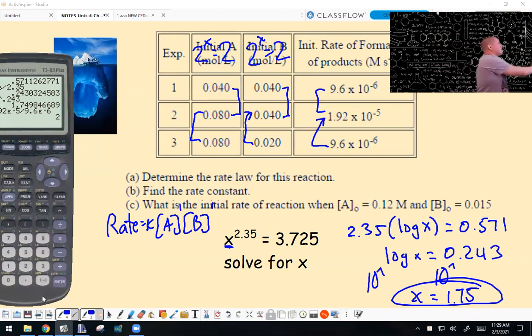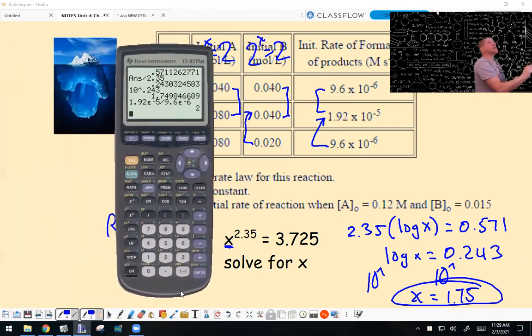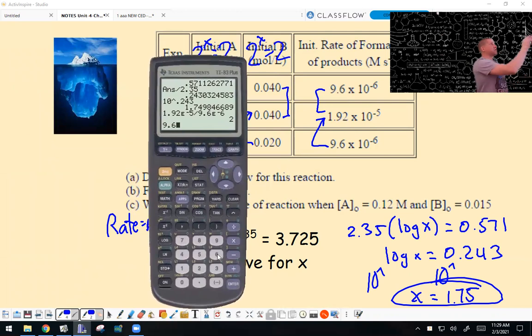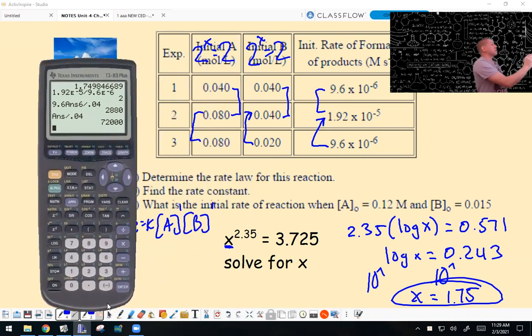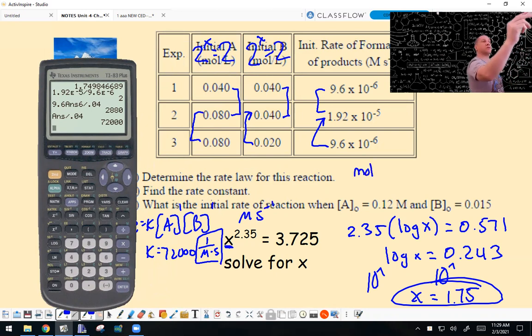What is the rate constant? Plug them in. We're going to plug in a rate. I'll just pick the first run. So there's the rate equals, so divided by 0.04 to the first and divided by 0.04 to the first. So the rate constant K is equal to 72,000 units 1 over molarity seconds. You could also have molarity to the minus 1 seconds to the minus 1. You could also have moles liters to the minus 1 seconds to the minus 1.